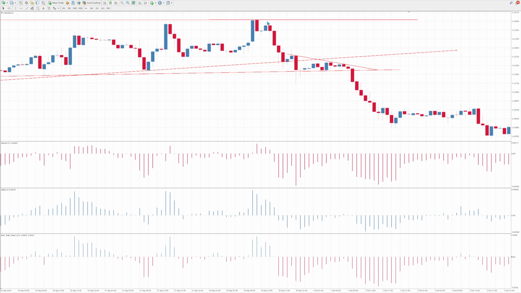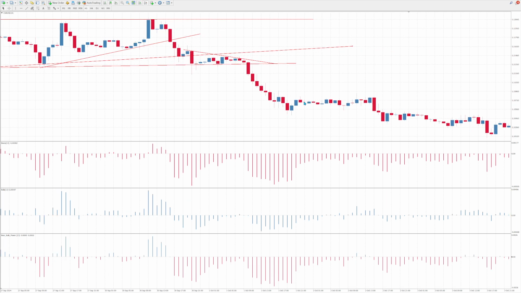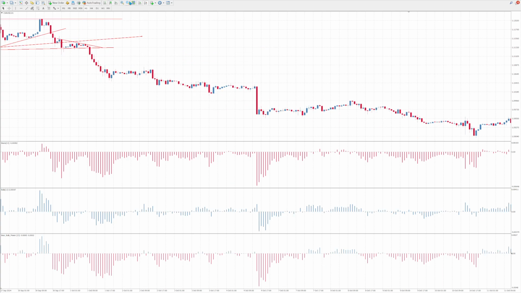Price is moving away from this level of resistance. All of the signs were there. We even had a break of this support as well. So it was all on for a nice short trade.